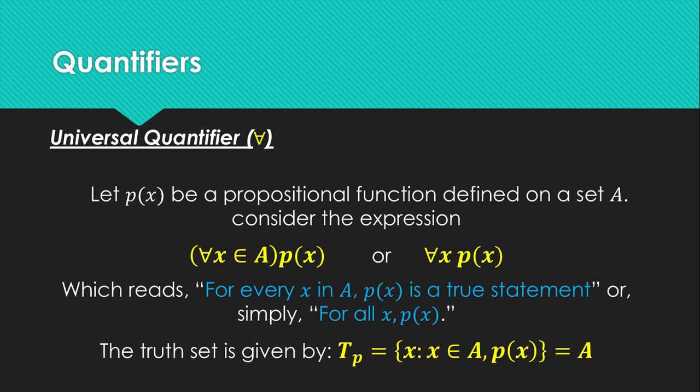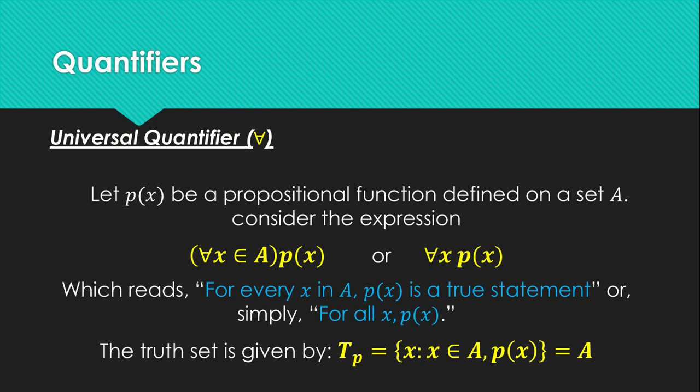Now, starting off, we have the universal quantifier. This is read as "for every" or "for all." Its symbol is like an inverted capital letter A. Now, what is this universal quantifier?